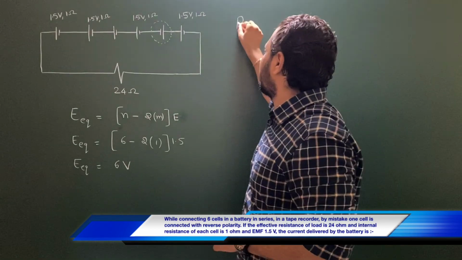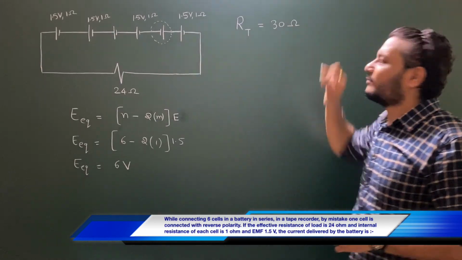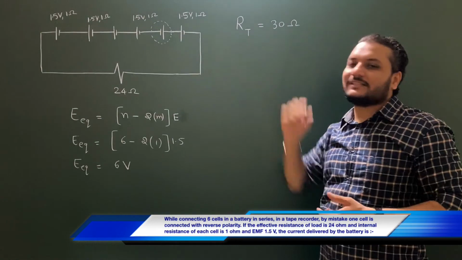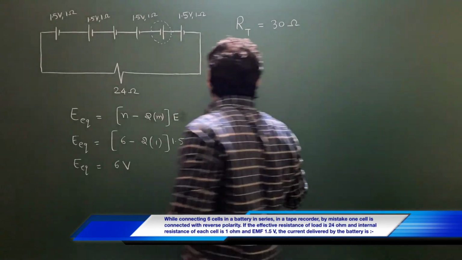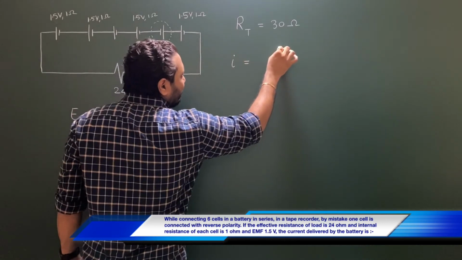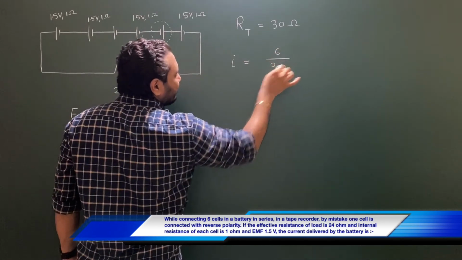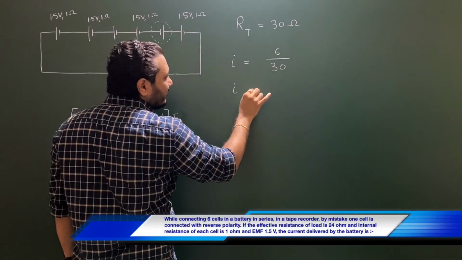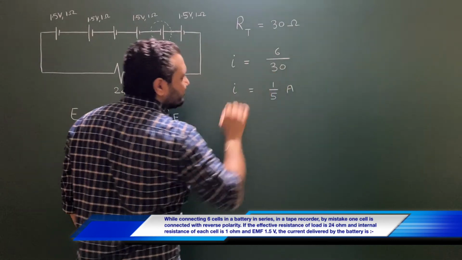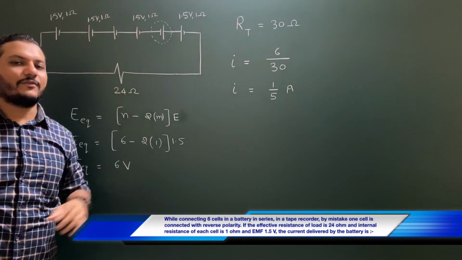So let me write it over here. The total resistance of the circuit is 30 ohm. Now the effective EMF is 6 volt and the total resistance is 30 ohm. So if you use Ohm's law to calculate the current, current is equal to EMF, that is 6 volt, divided by the resistance, 30. So from here you will get the current value as 1 by 5 ampere. So the current flowing through this 24 ohm resistance is 1 by 5 ampere.